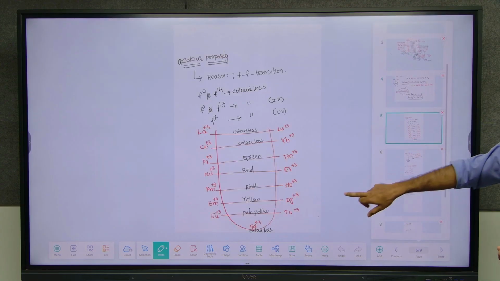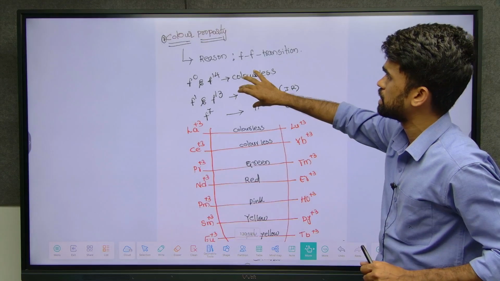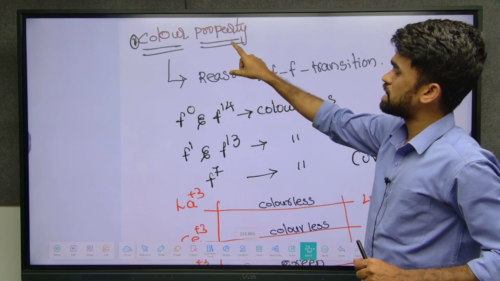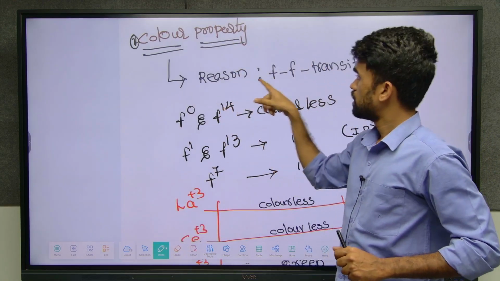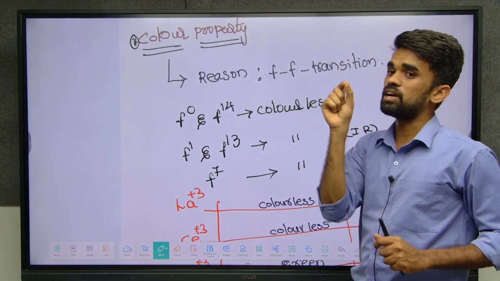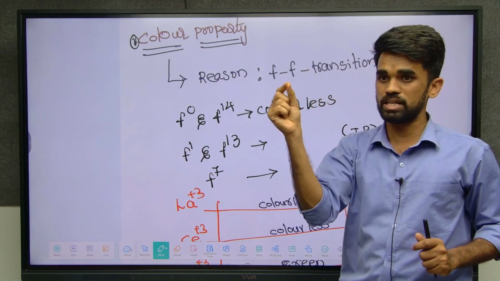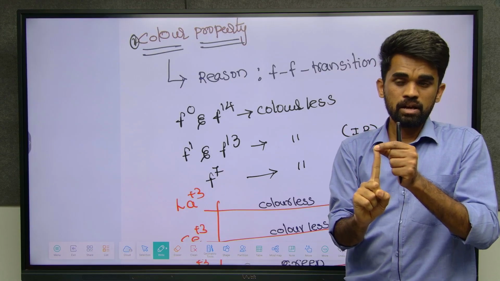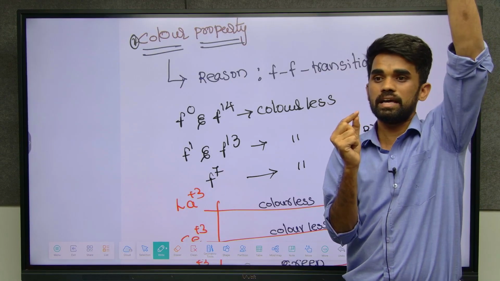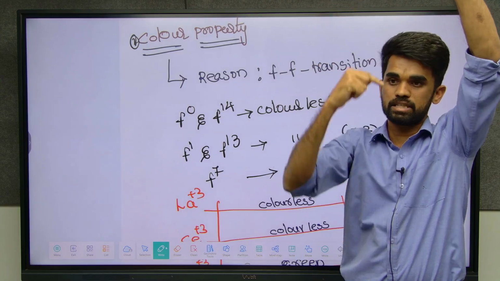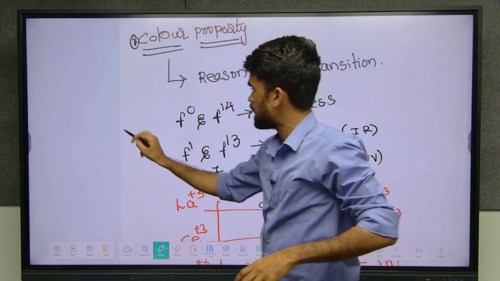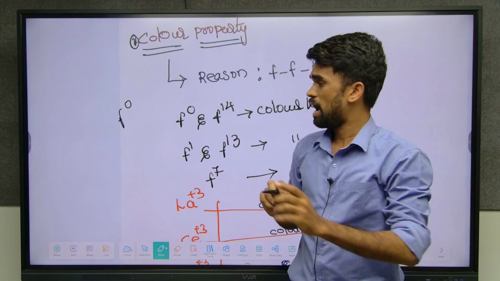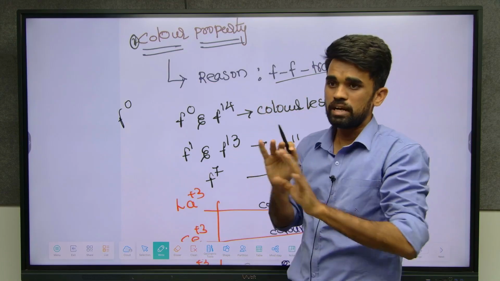See, this color property, mostly they won't ask. Even if they ask, you will be able to answer. What is the reason for the color property here? f-f transition. In order to show this f-f electronic transition, there must be at least one electron in the f orbital and at least one vacant orbital in the higher energy. Then that electronic transition takes place. So tell me, if I say f0, is there any color possibility? No. With respect to f-f transition, it is not possible.